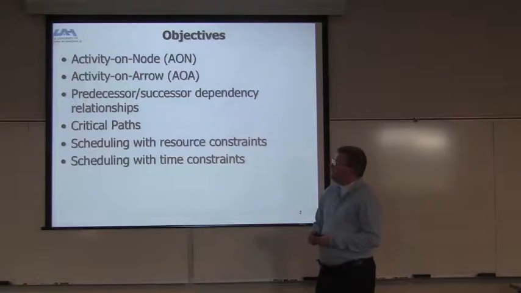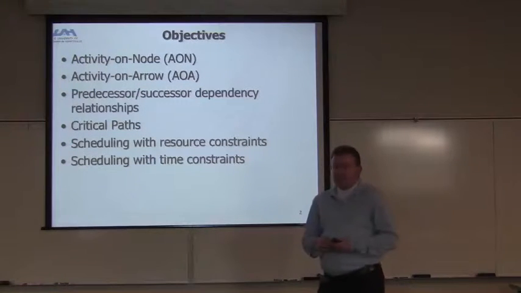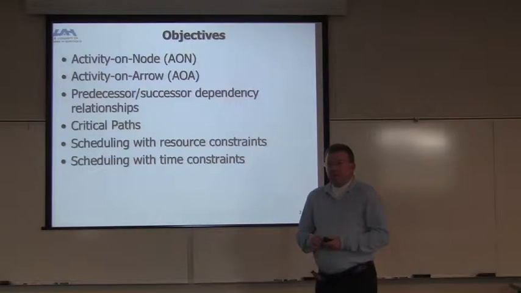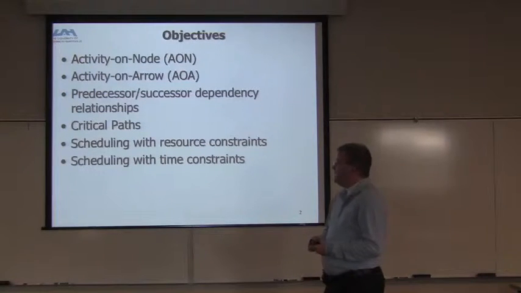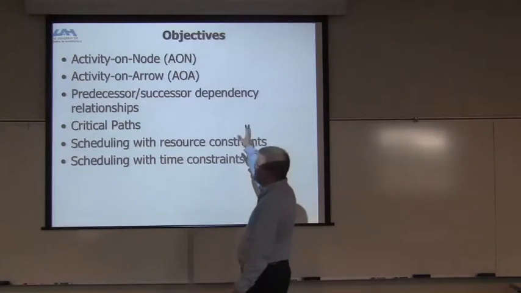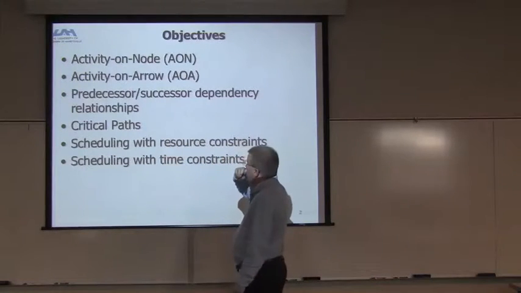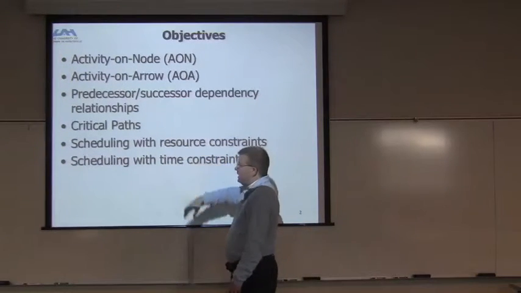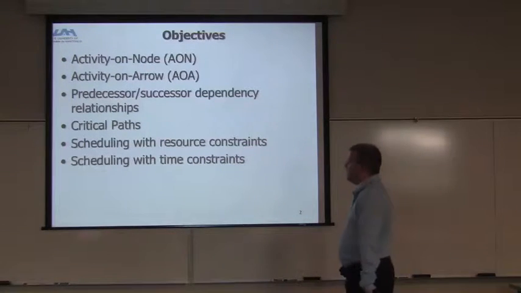So what we're going to talk about a little bit is activity on node versus activity on arrow. This is basically just more ways of showing schedules and being more specific. We talked about the Gantt chart in chapter 5, but now this shows you all of it in more detail. And so we're going to talk about dependency relationships, which we talked about a little bit already, critical path, resource constraints, and time constraints. All of these are just a little bit more advanced techniques in the Gantt chart world.